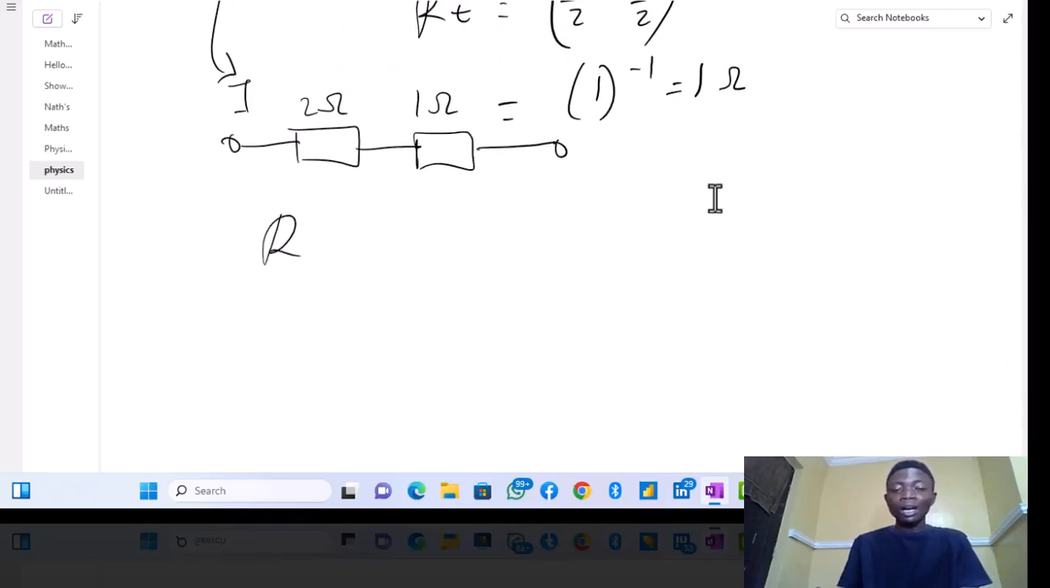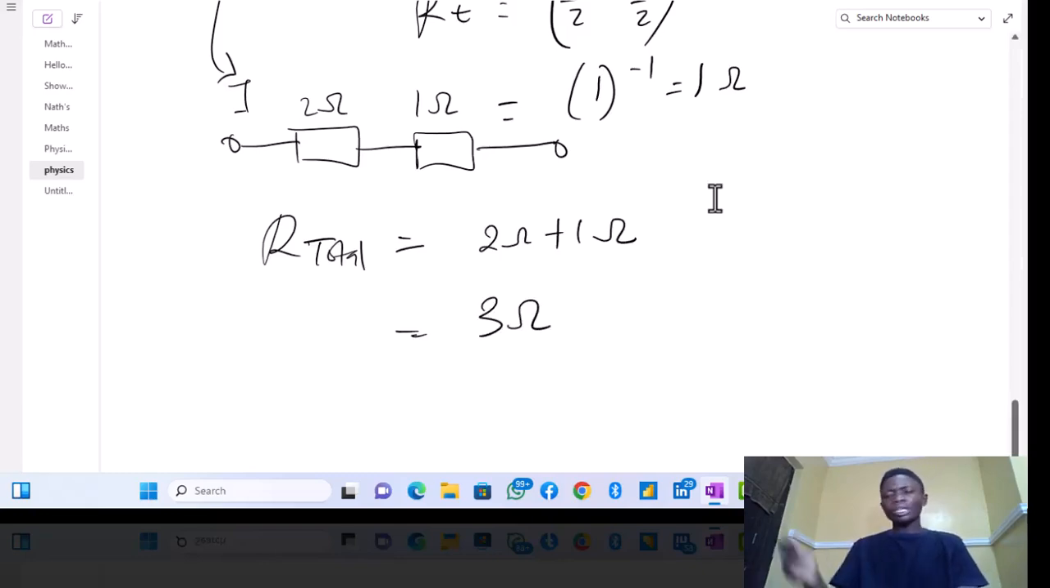So that means the R total now, okay, the total now will be 2 ohms plus 1 ohm. Alright, and that will be what? 3 ohms. Hope you get that now. So that is basically how to deal with resistors and how to calculate resistors in circuits.